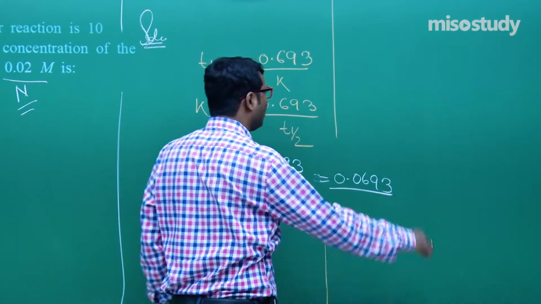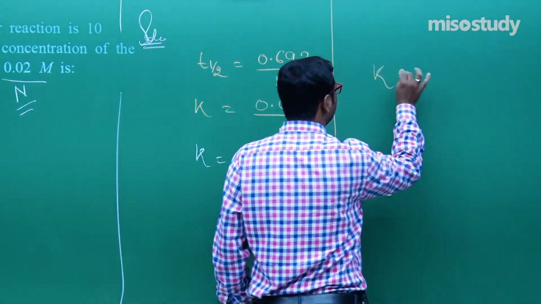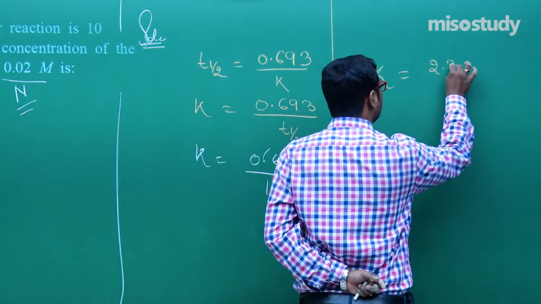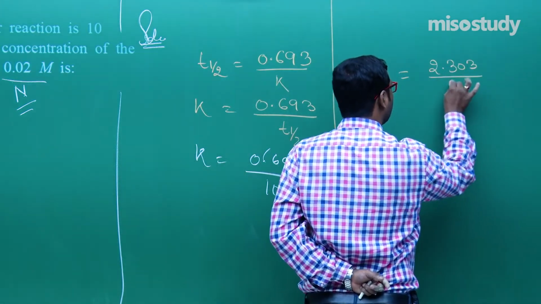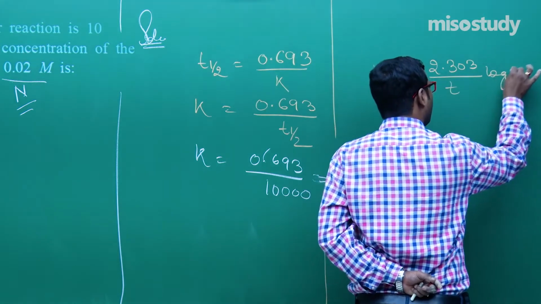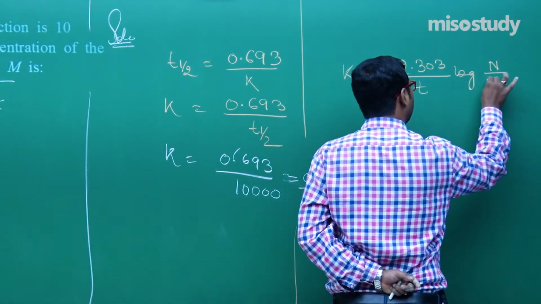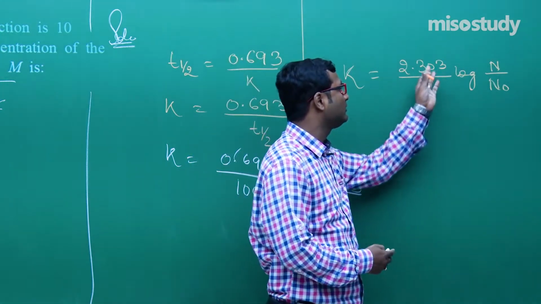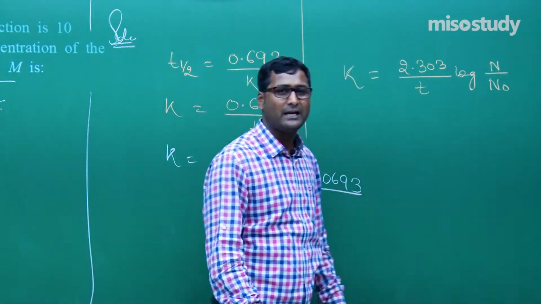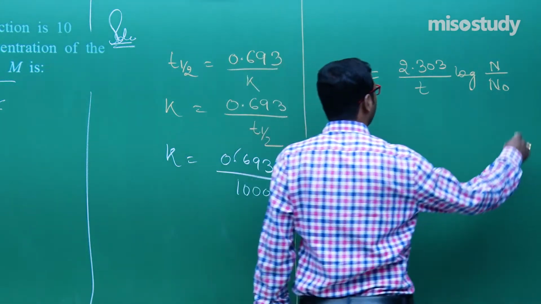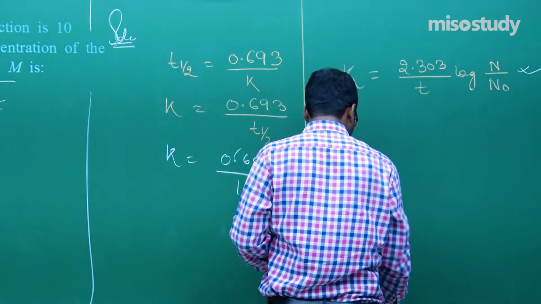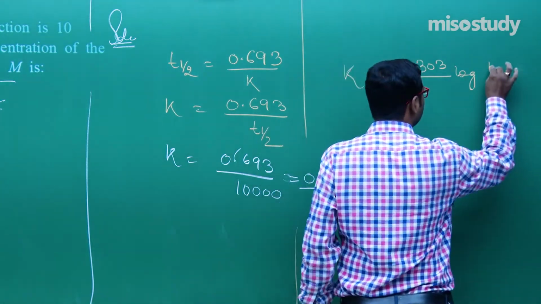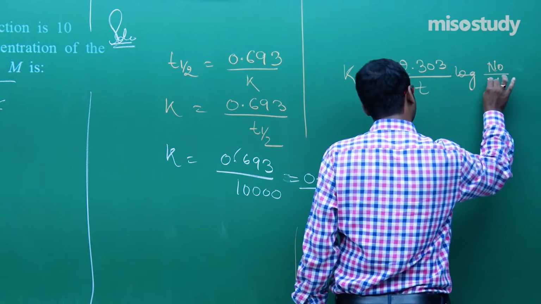As we know, the first order reaction, tell me what will happen. We people know K is equal to 2.303 upon T log N upon N0. What I'm telling, K is equal to 2.303 upon T log N upon N0. Am I right? Sir, you are absolutely wrong. The formula is log initial concentration N0 upon N.